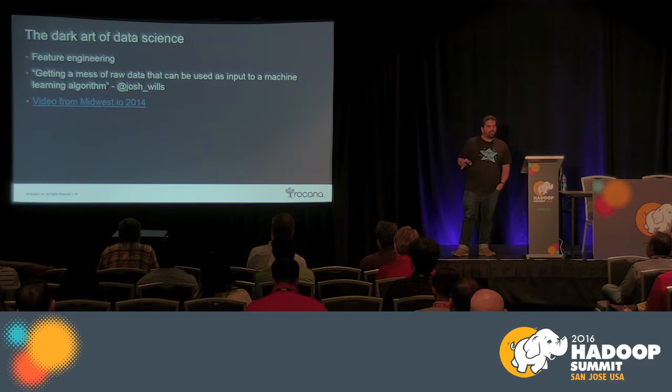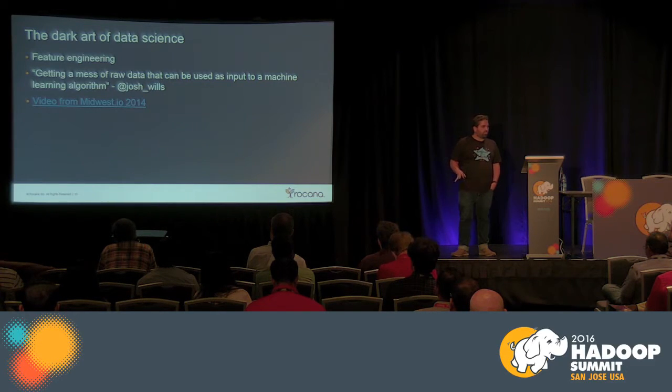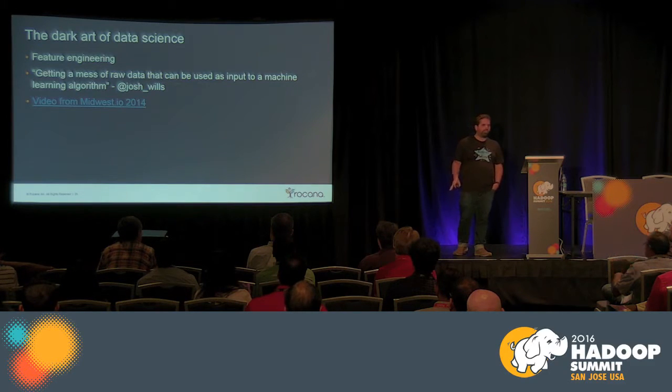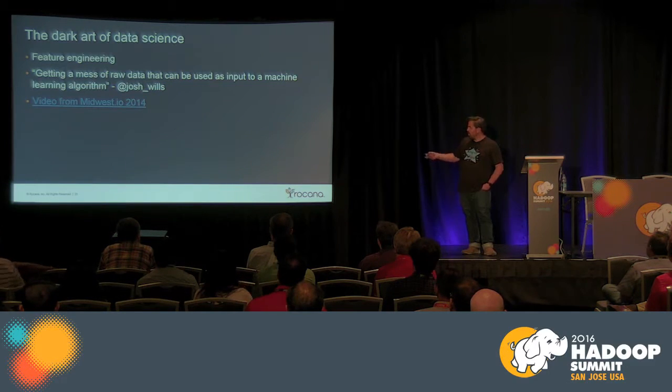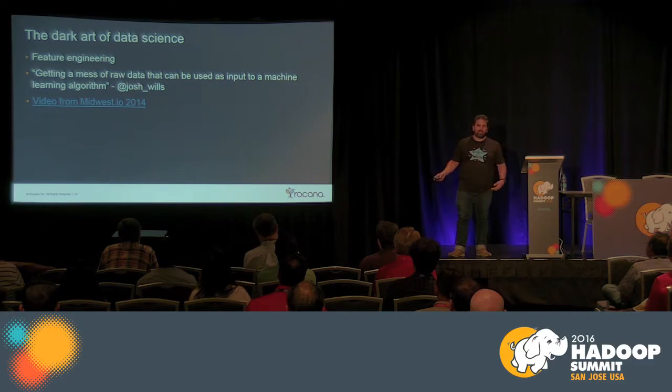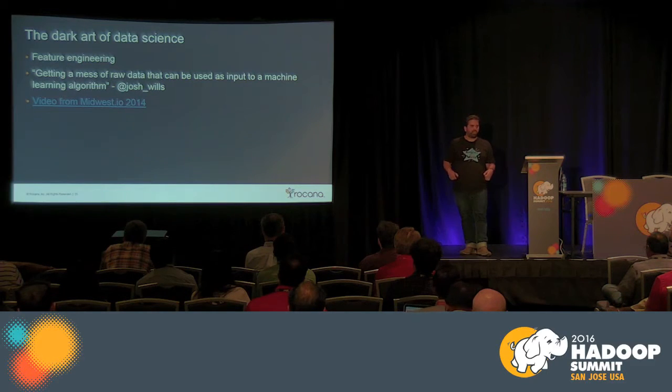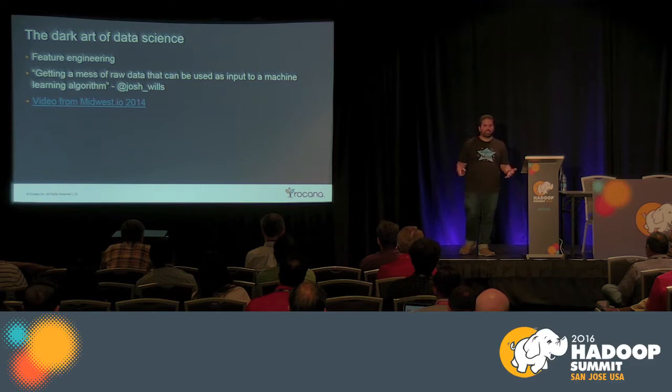And really where this stuff meets the road is in feature engineering. Feature engineering is what Josh Wills calls the dark art of data science. He defines feature engineering as getting a mess of raw data that can be used as input to a machine learning algorithm. And the dirty secret of data science is that 95% of the work is in doing this. It's in taking that raw data, pulling out what you need from it, building the features that actually have meaning and can help model your data, and then putting them into the very fancy data modeling algorithms. The data modeling algorithms by themselves are pretty useless if you haven't extracted the right features from the data that you want to model.